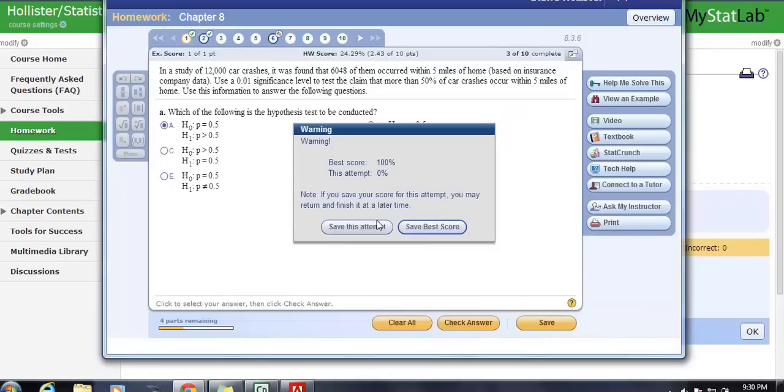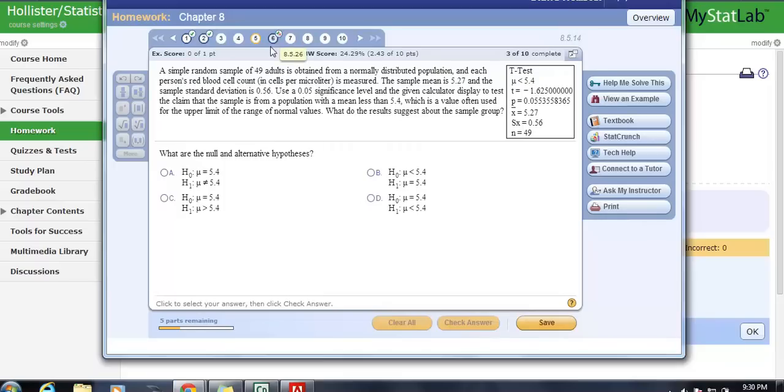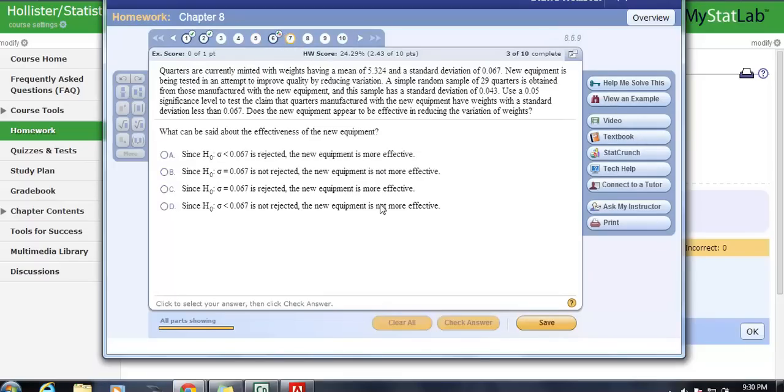So we're going to take a look at a different question here. This particular one has to do with quarters currently minted with weights having a mean of 5.324 and standard deviation of 0.067. And new equipment is being tested to improve quality by reducing variation.